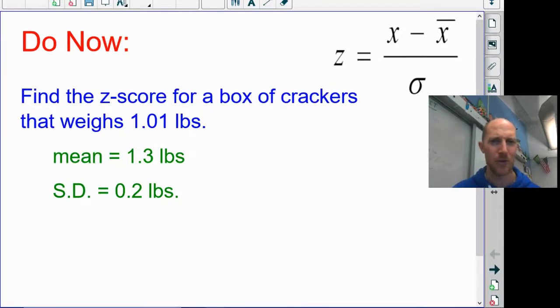Hello, aspiring statisticians. For your Do Now today, find the z-score for the box of crackers. The mean and standard deviation are given. Hit pause so you get your answer. I'll rejoin you in a minute.